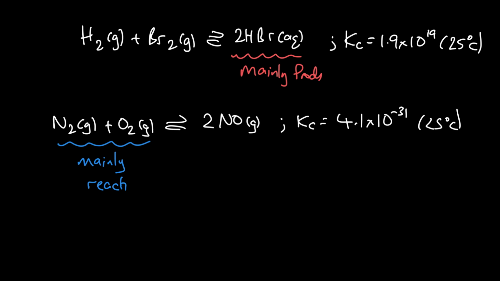So again, I've said reactants and products. I shouldn't really use reactants and products in an equilibrium because the reaction can go in both directions. But there's mainly HBr in this one up here, and there's mainly N2 and O2 in this equilibrium down below.